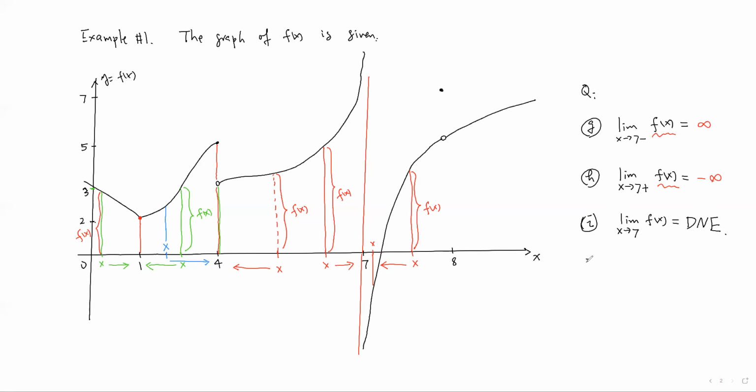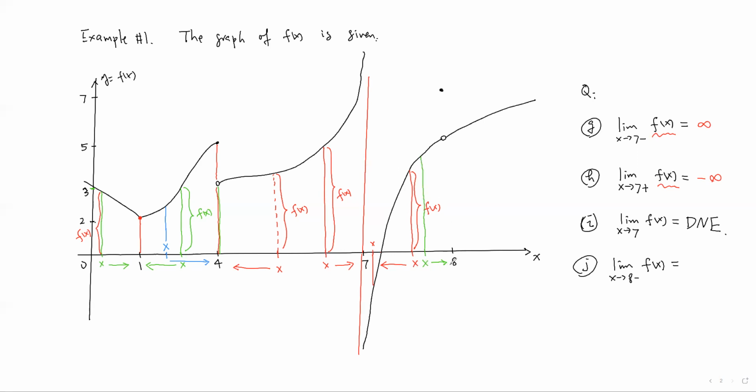Question J. How about this limit? x approaches 8 from the left side. What number will the function approach? Now let me pick a point on the left side of 8. Say pick x here. Okay. Now x approaches 8 from the left. Now let's see the height of the graph. Okay, the height of the graph is the function value.